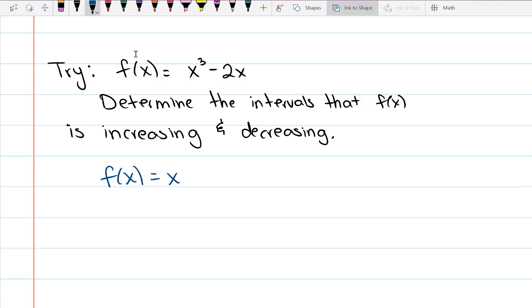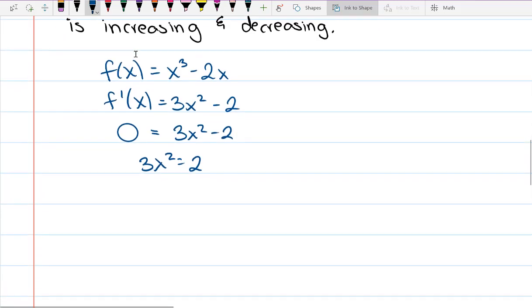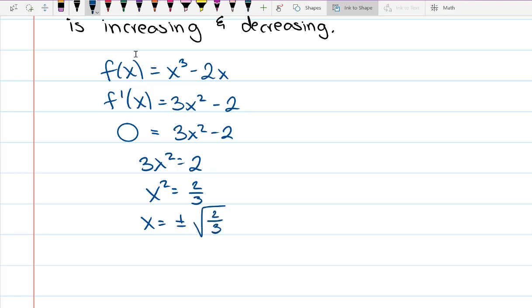So f of x is x cubed minus 2x. So f prime of x is 3x squared minus 2. So what we need to do is set that equal to 0 to get our critical points. So you get 3x squared is equal to 2, and you get x squared is equal to 2/3. So x is equal to plus or minus radical 2 divided by 3. Now what we need to do is graph 3x squared minus 2. If you do not know what this looks like, go ahead and just graph it on your graphing calculator, or you can make a rough sketch.